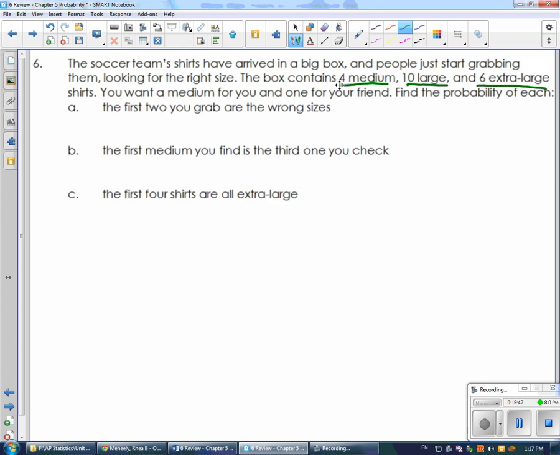Well, in order to find any probabilities, I need to kind of know how many shirts are in the box. And it looks like if I add the 4 medium, 10 large, and 6 extra large, that's going to add up to 20 shirts.